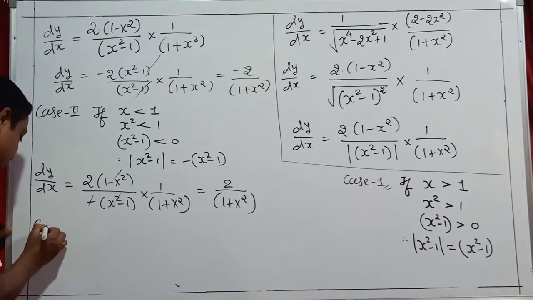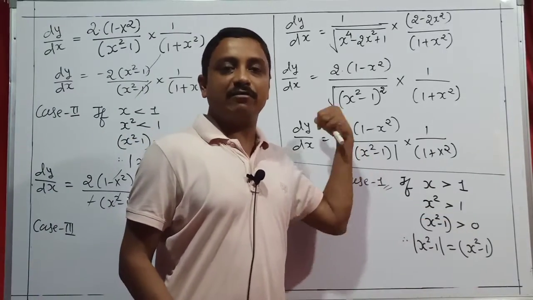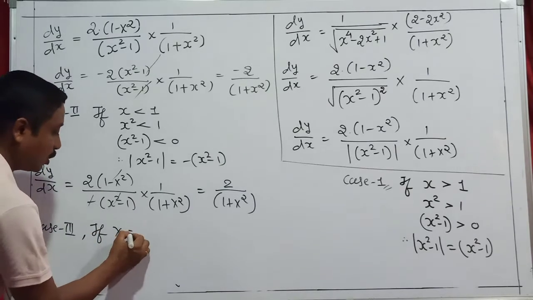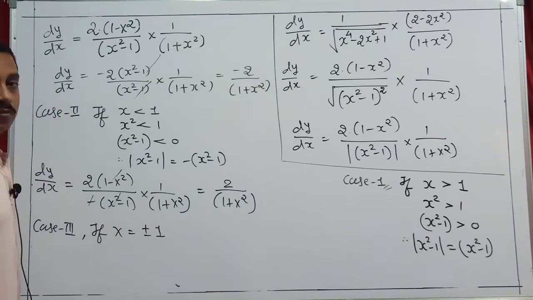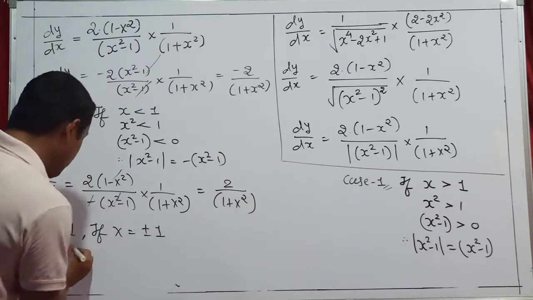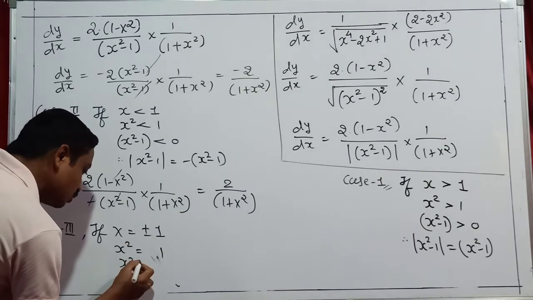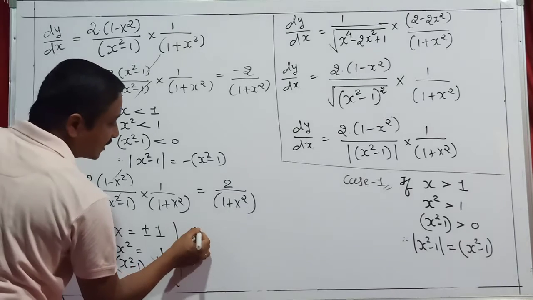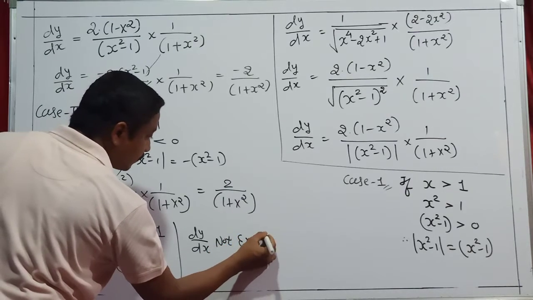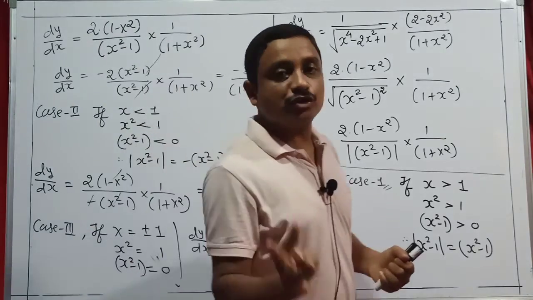And third case, case 3. This case is according to positive wise, negative wise, now 0 wise. So if x is equal to plus or minus 1, if you apply plus or minus 1, this case does not exist because of 1 upon 0. So I show x square is equal to 1, only 1. So x square minus 1 is equal to 0. So dy by dx does not exist. Yes, not available.